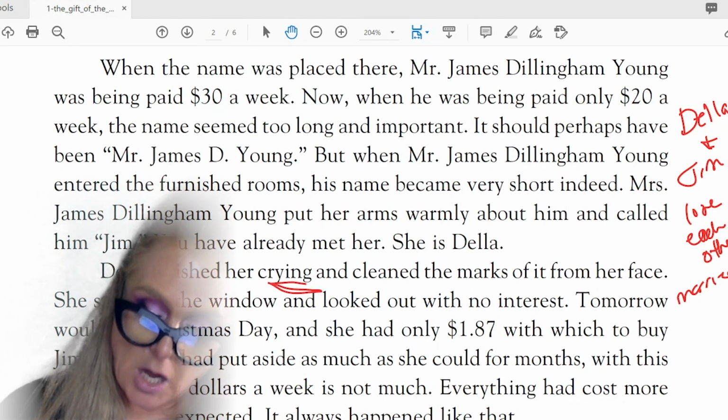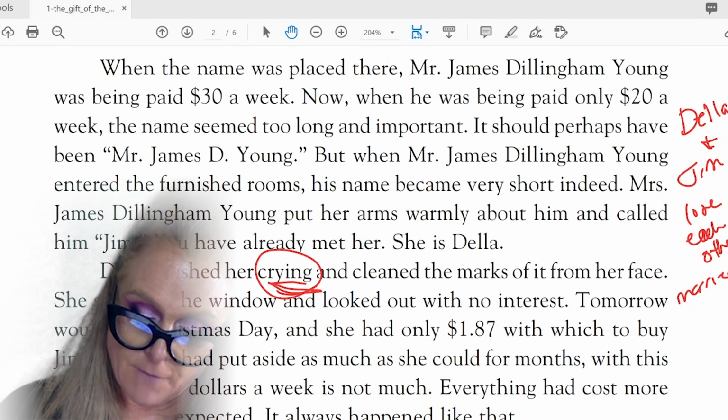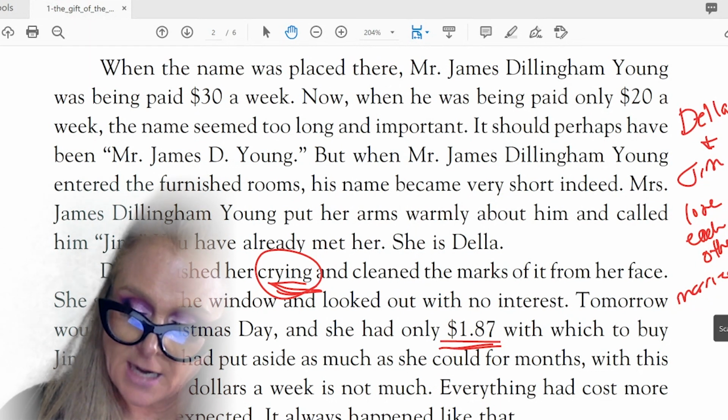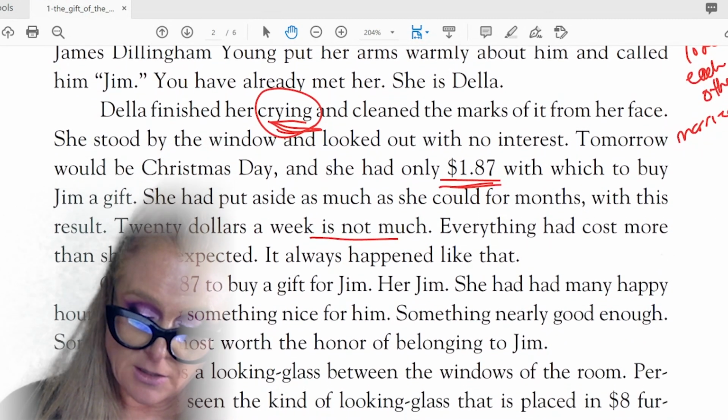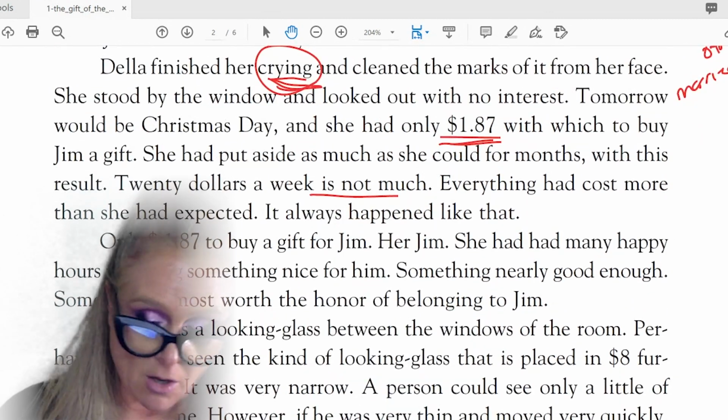Della finished her crying and cleaned the marks of it from her face. She stood by the window and looked out with no interest. Tomorrow would be Christmas Day, and she only had $1.87 with which to buy Jim a gift. She put aside as much as she could do for months for this result. $20 a week is not much. Everything had cost more than she expected. It always happened like that.